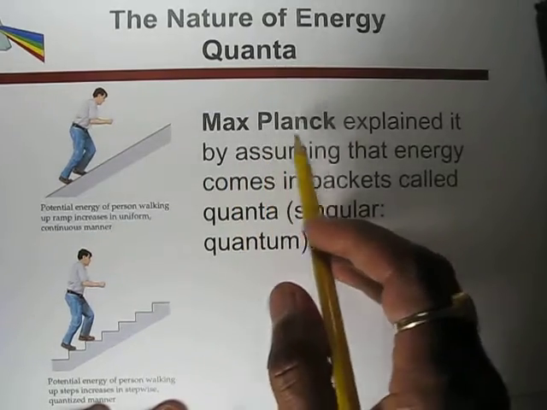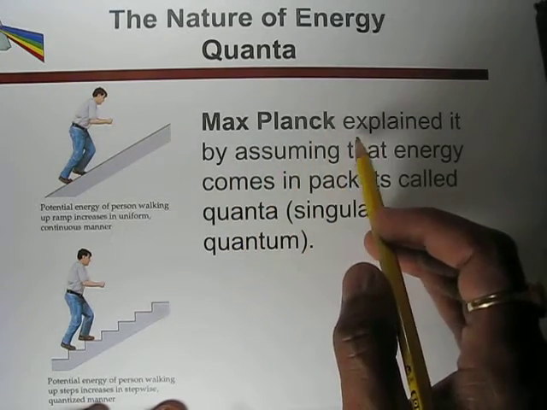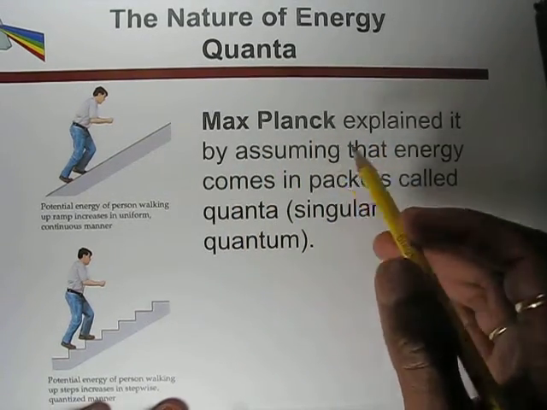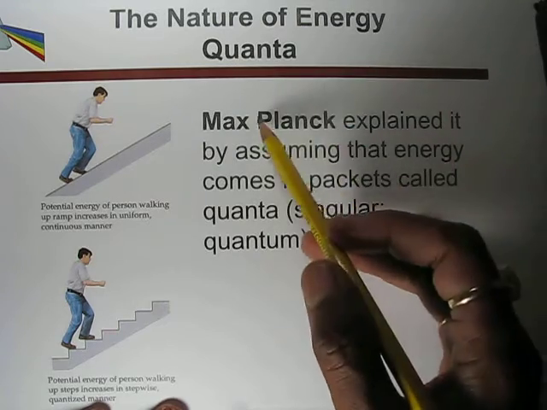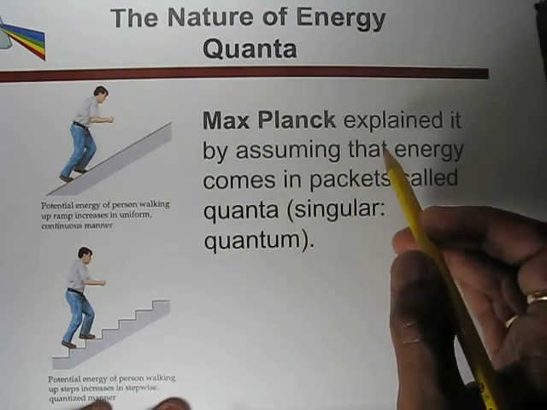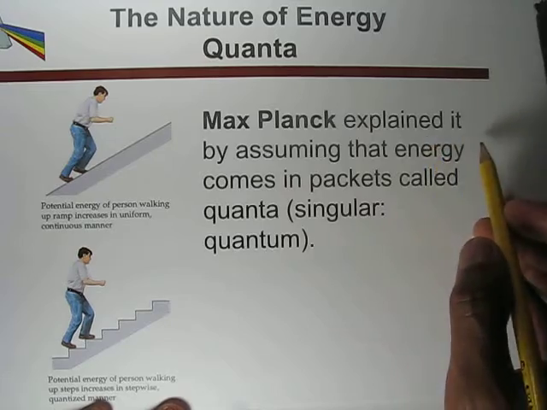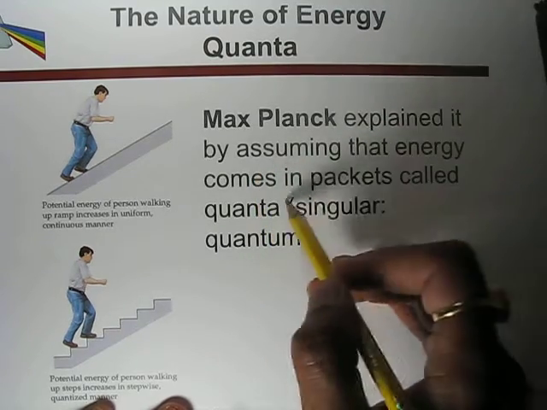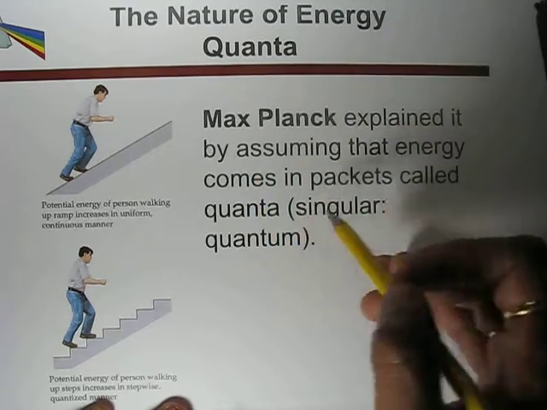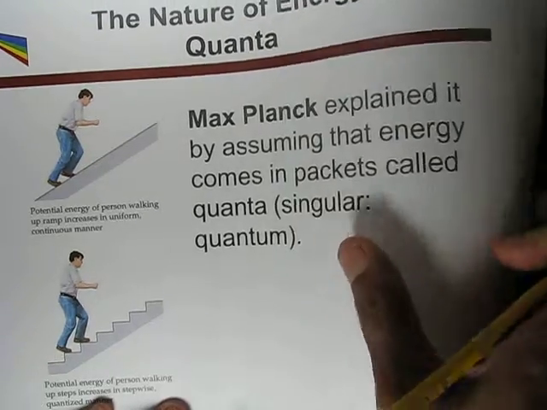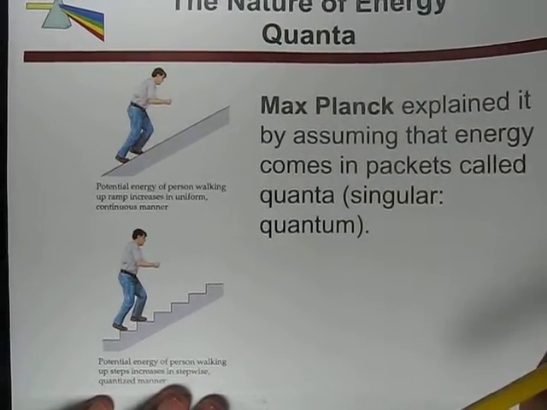Max Planck, the Planck constant was named after Max Planck, and Max Planck explained it by assuming that the energy comes in packets called quanta, which in singular form is quantum.